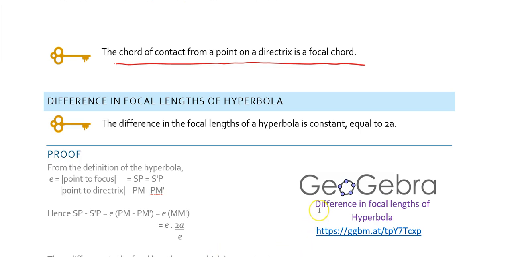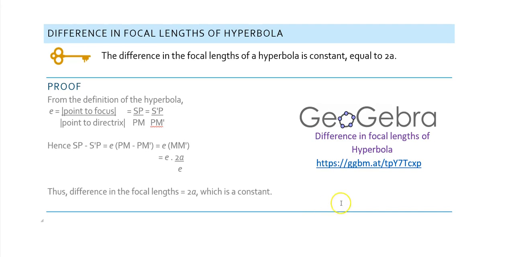I have got a little bit of working here for the difference in focal lengths of a hyperbola, because when we did the ellipse case, it was that the sum of the focal lengths was equal to a constant, and that constant was equal to 2a. In the case of the hyperbola, it's that the difference in the focal lengths of the hyperbola is a constant, and again equal to 2a. The shape of the derivation, however, is exactly the same.